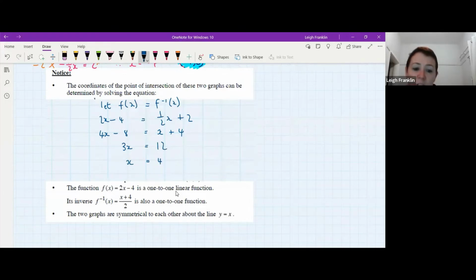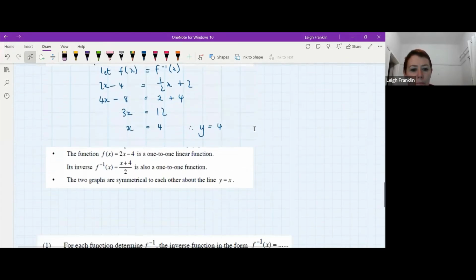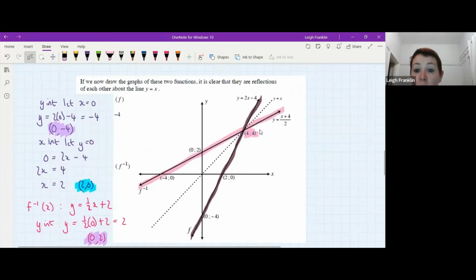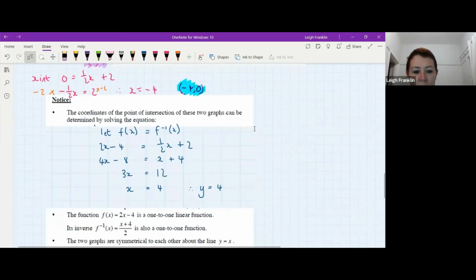And of course, because I'm reflecting over the line y equals x, y would be equal to 4 as well. So that's how we arrived at this pair of coordinates over here. Please also note that they intersect one another on the line y equals x, and they would do so every single time. Is everybody happy with that?